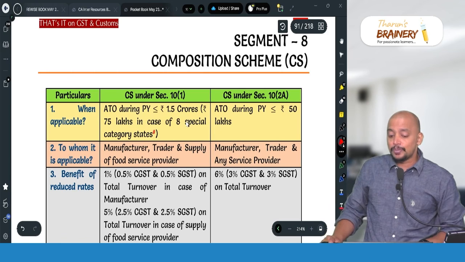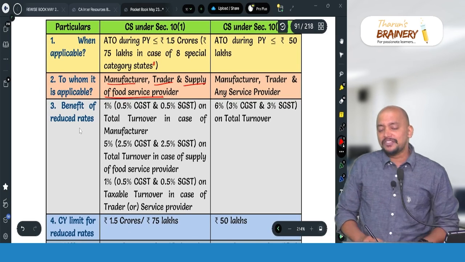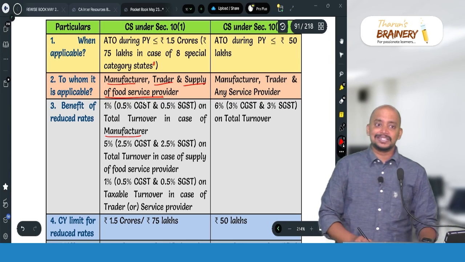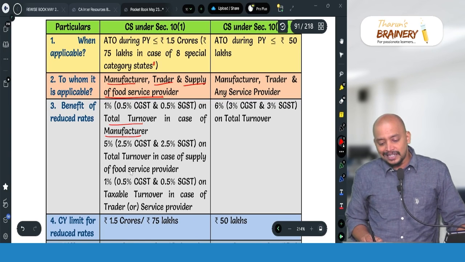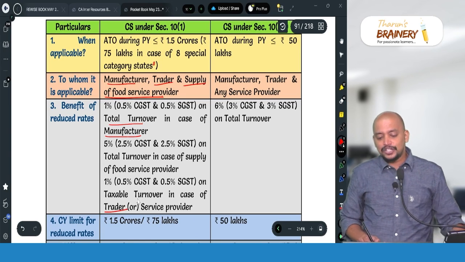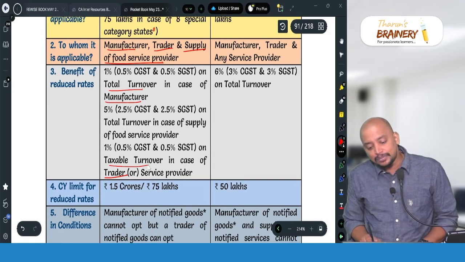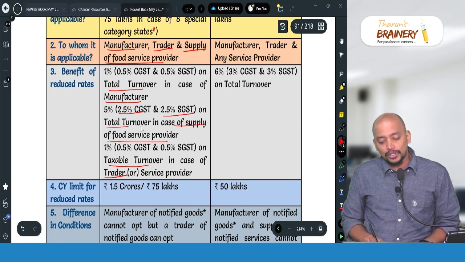Who can opt for this composition scheme under 10.1? Manufacturer, trader or supplier of food, that is a food service provider. Other service providers cannot opt for composition scheme. And what is the benefit of reduced rates? If they are a manufacturer, they need to pay GST at 0.5% CGST, 0.5% SGST on total turnover. Whereas if they are a trader, then they need to pay GST at 0.5% CGST, 0.5% SGST on taxable turnover. If they are a food service provider, they need to pay CGST 2.5%, SGST 2.5% on total turnover.